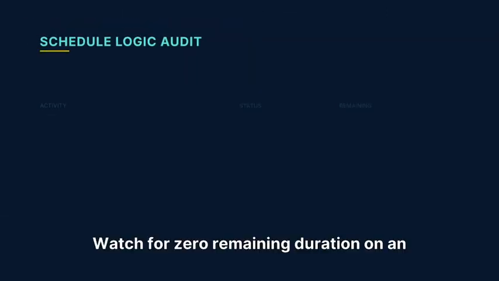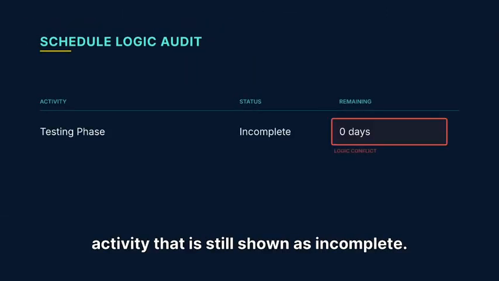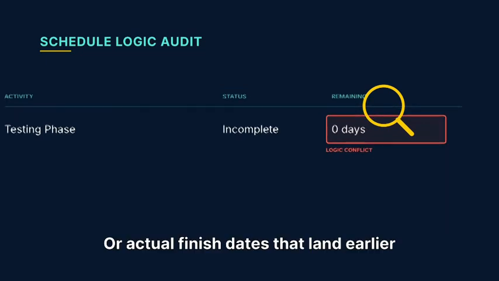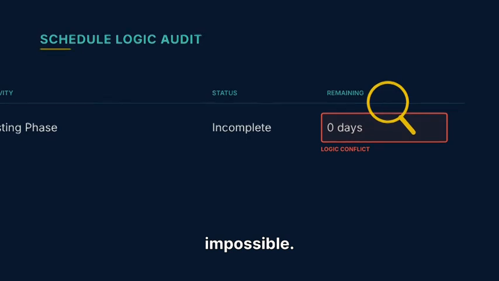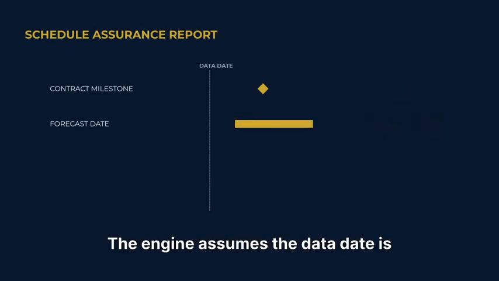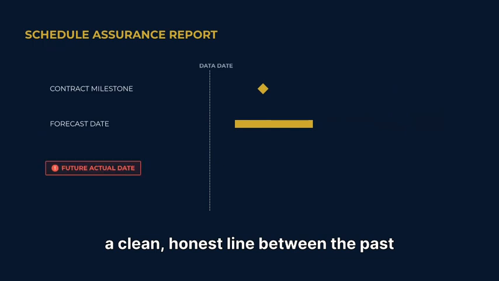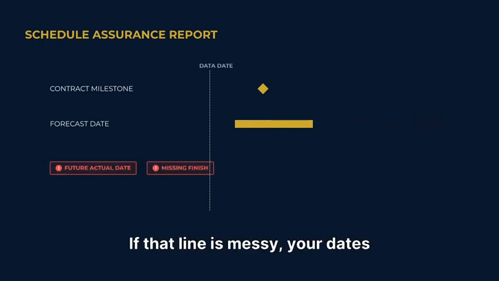Watch for 0 remaining duration on an activity that is still shown as incomplete, or actual finish dates that land earlier than the actual start date, which is simply impossible. Every one of these errors corrupts the forecast. The engine assumes the data date is a clean, honest line between the past and the future. If that line is messy, your dates are wrong.